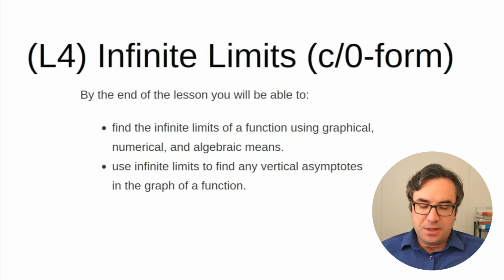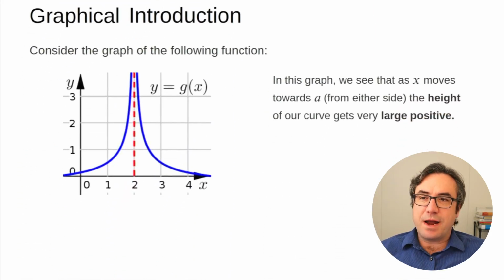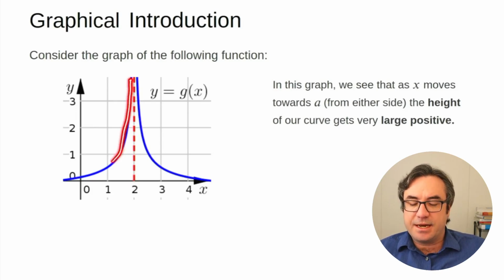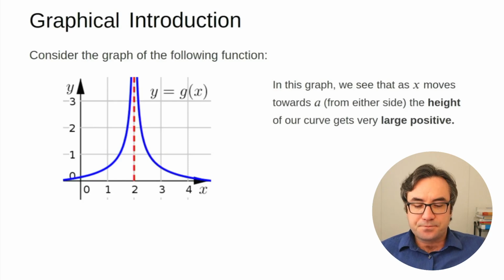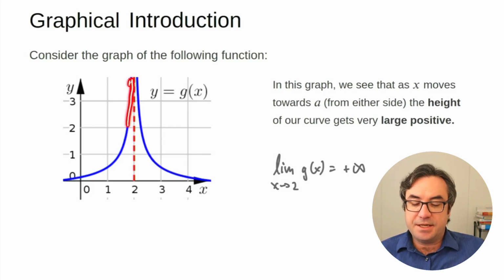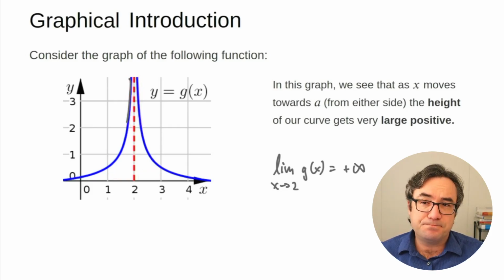All right, so let's just remember, graphically, what do these infinite limits look like? This is something we looked at when we were talking about graphical limits. In this case, we said that right around x equals 2, our function is getting higher and higher up on the page, and the limit of this function as x approaches 2 was plus infinity. We can see that the height of our function is getting large positive as we move closer to 2 in either direction.